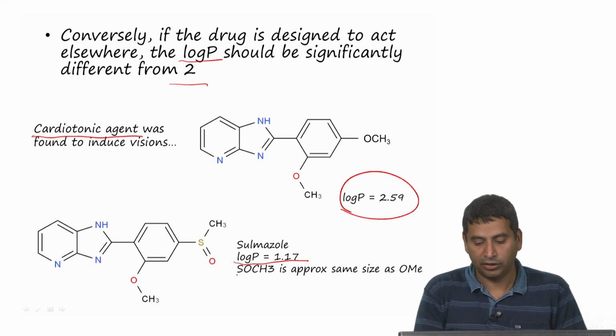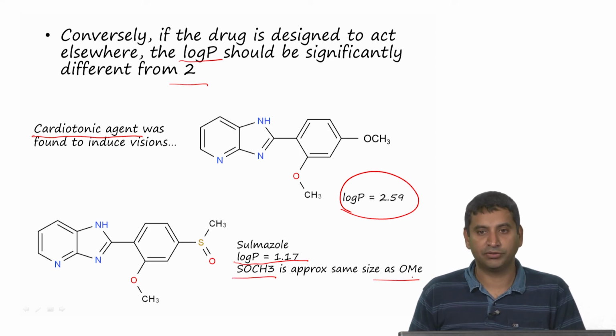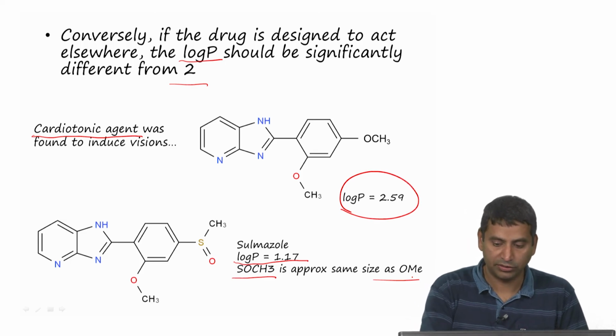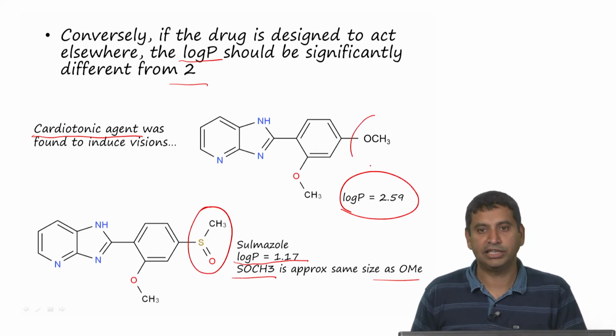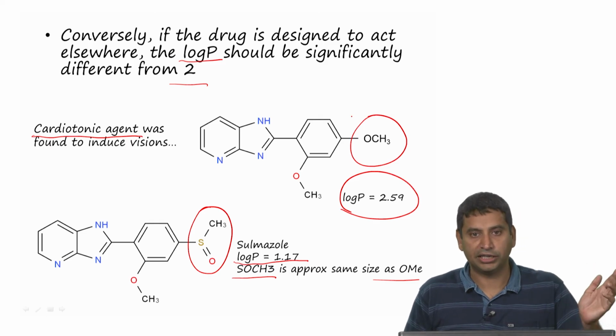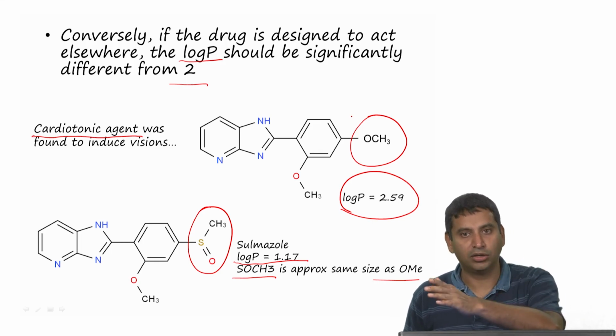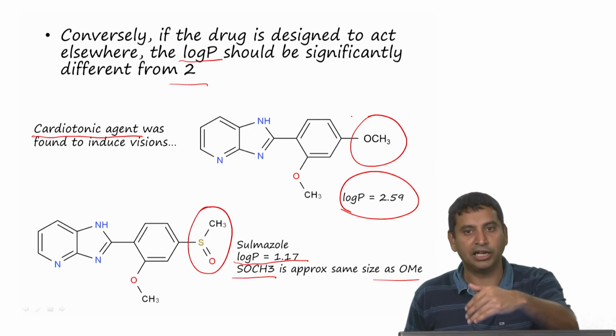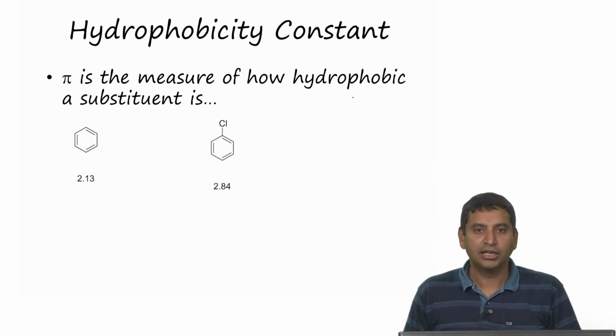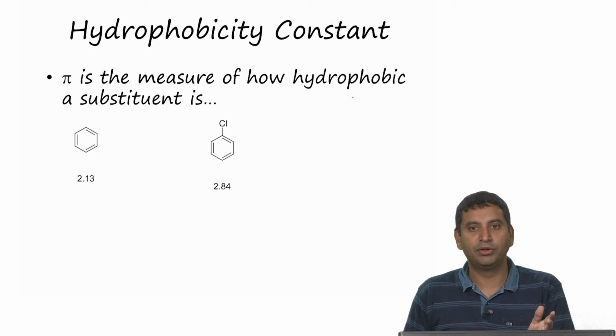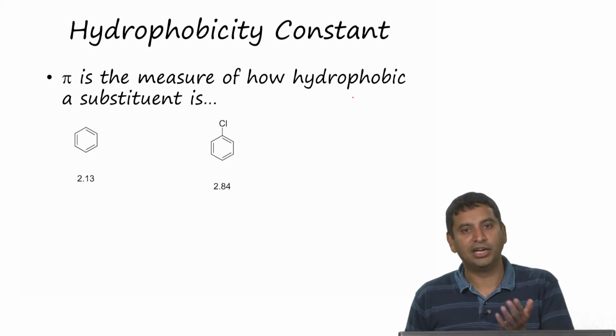And we will look later about size, but SOCH3 is of similar size to OMe, and therefore, this molecule, which has basically a difference in the side chain here, was found to have excellent cardiotonic activity but does not induce visions. So, this is an example of how understanding a good structure activity relationship can help us design better compounds.